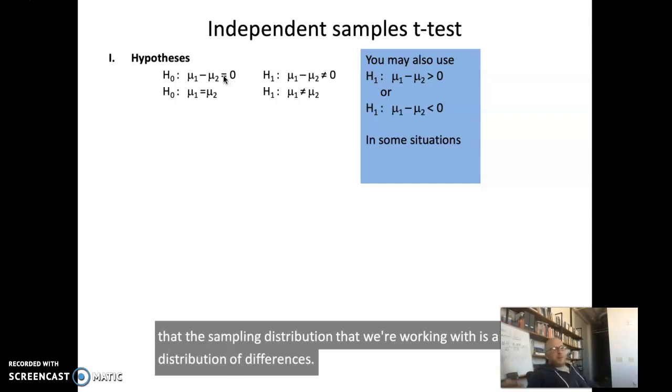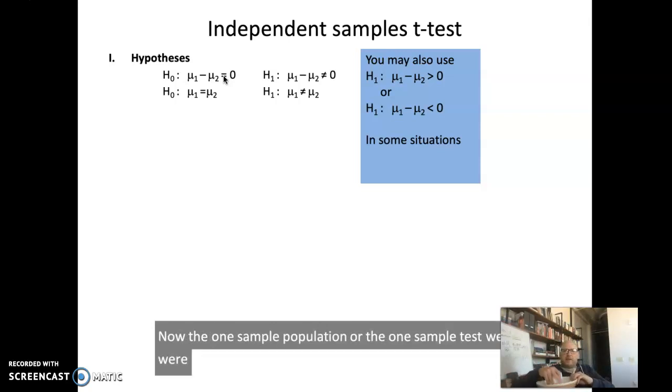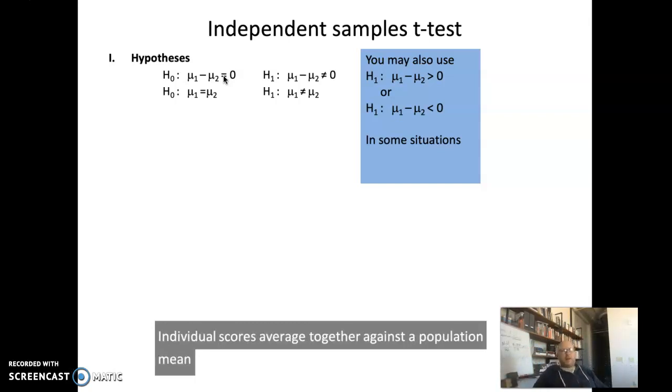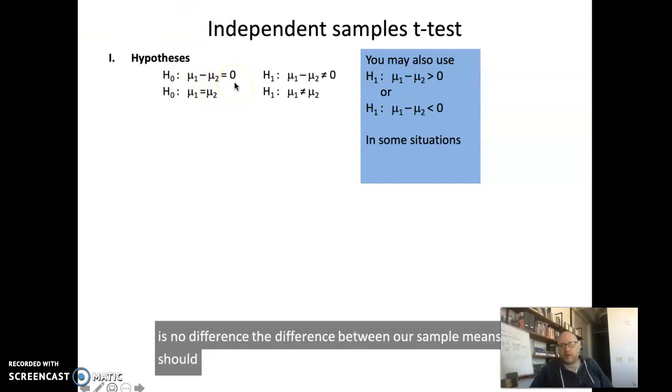Now, in the 1-sample test, we were comparing individual scores averaged together against a population mean. Well, here, under the null hypothesis, where there is no difference, the difference between our sample means should be 0 or very close to it. So that's what the distribution of differences is.